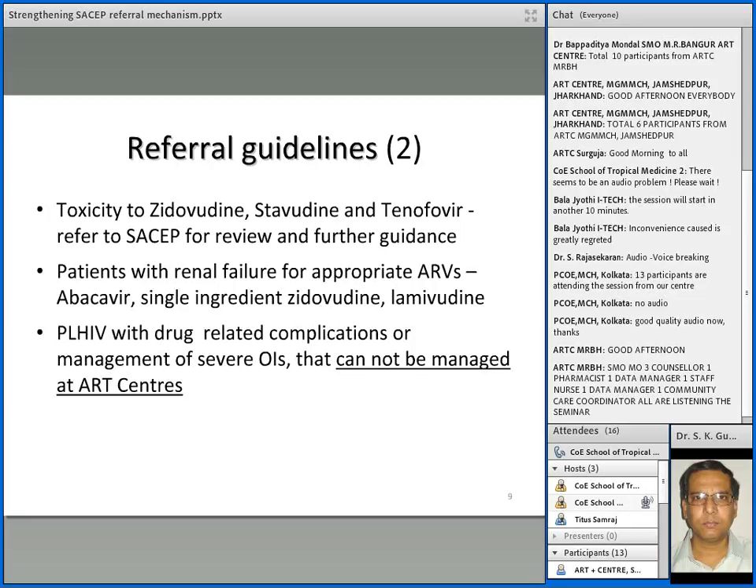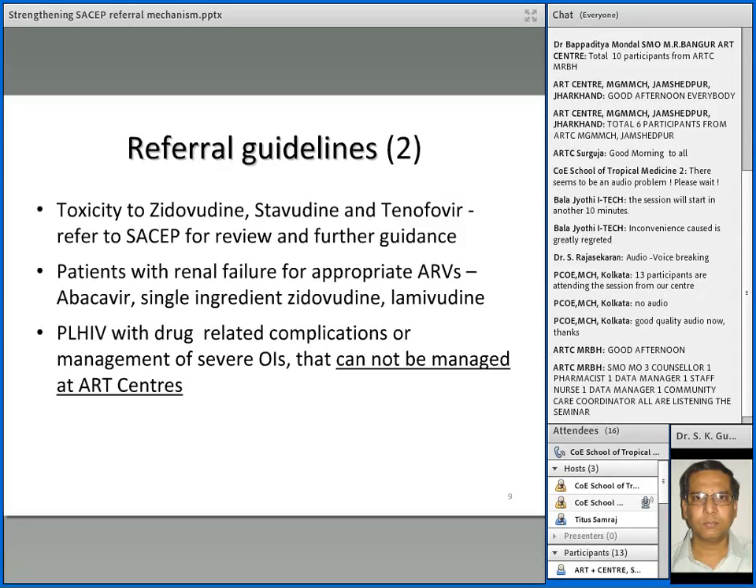What is that these drugs have now been made available to a large number of COEs. COEs now have procured Abacavir and single ingredient Zidovudine, single ingredient Lamivudine at the strength of 150 milligram as well as 100 milligram, and also Tenofovir 300 milligram as single ingredient drugs. These drugs are not made available to the SACEP. But the only thing you need to remember is that for patients with renal failure, the management of the renal failure part has to be done in an appropriate facility. All the COEs may not have the facility for dialysis and other things.